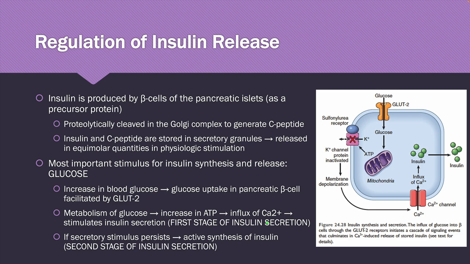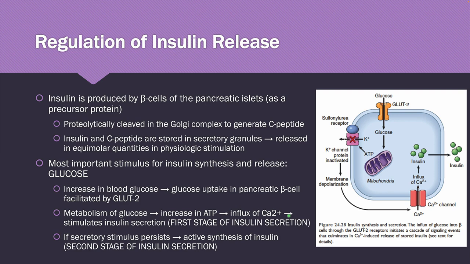Now, how about insulin? Insulin is produced by your beta cells of the pancreatic islets as a precursor protein, and it is cleaved in the Golgi complex to generate your C-peptide. Now, the insulin and C-peptide are stored in secretory granules and are released in equimolar quantities during physiologic stimulation. The most important stimulus for insulin synthesis and release has to be glucose.